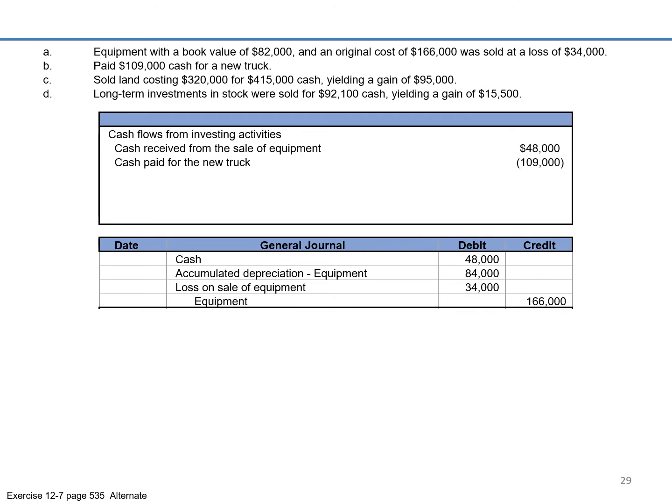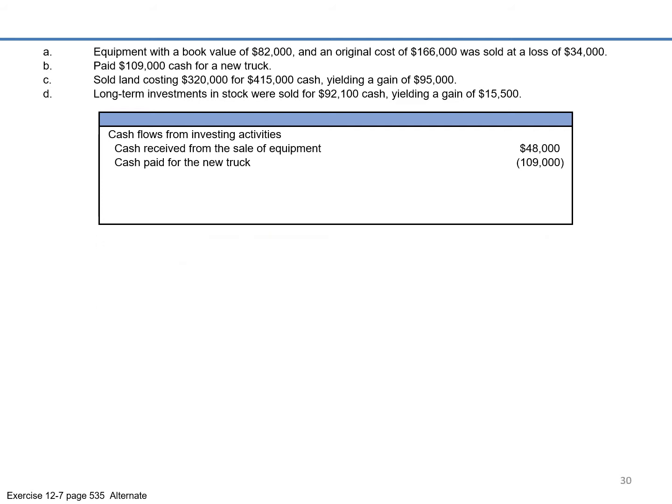All right, letter B. Cash paid for new truck. They tell us is $109,000. Well, you don't actually have to do that journal entry. It's pretty easy. Credit cash, debit truck. So you know your cash is reducing by 109. In letter C, we sold land costing $320 for $415 cash, yielding a gain of 95. So let's look at that entry.